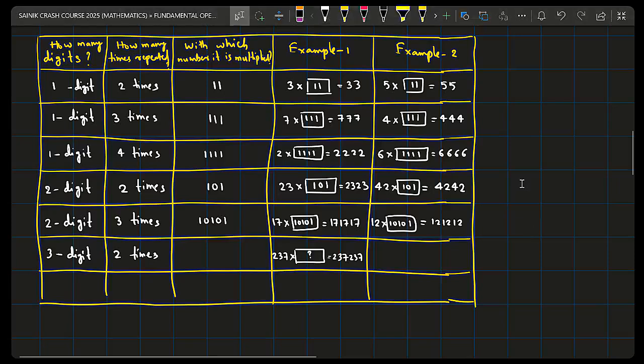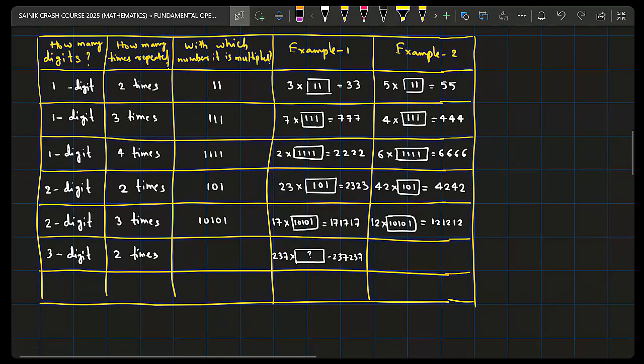Jayant, can you give the answer? Sir, 101. Wrong answer. 101 will work for a 2-digit number, not for a 3-digit number. Check once again, Jayant, do the multiplication. Shanai, can you give the answer? 101. Wrong answer. Aryan?